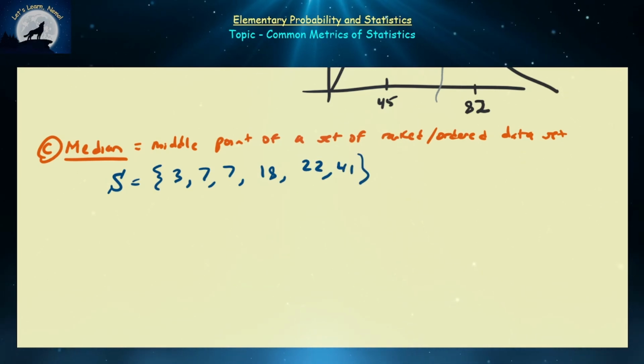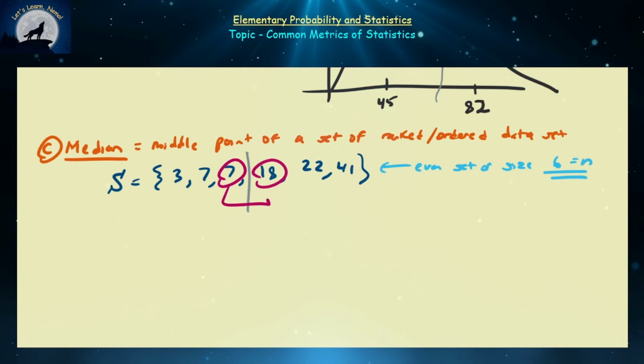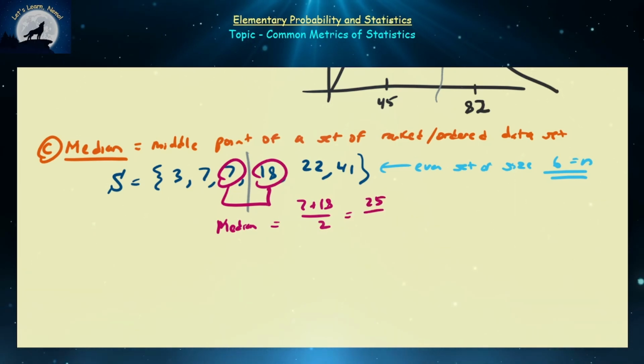So it's already sorted from least to greatest. And if we were to split this set in half, it would be between 7 and 18. So the median of a data set, if the set is even, which in this case has size 6, that's going to be our sample size, is going to be the average of the middle 2 points. So the median is going to be equal to (7 plus 18) divided by 2. So that's going to be equal to 25 divided by 2, which is going to be equal to 17.5. So 17.5 would be the median of that set.